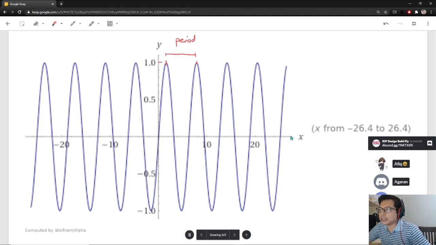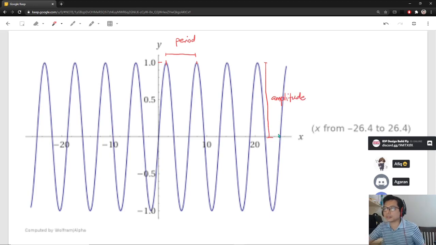Another terminology is the distance between its 0 value, or here in this case, because it's centered around 0, the distance between here and down here, this one is called amplitude. So period and amplitude. The reason I show you this function is because you are going to use this a lot in electronics engineering, in control systems engineering. When you learn about vibration, you're going to see this a lot.